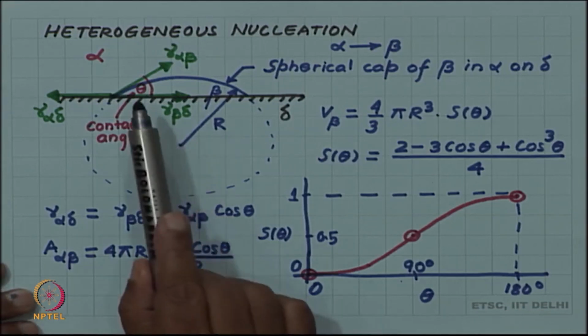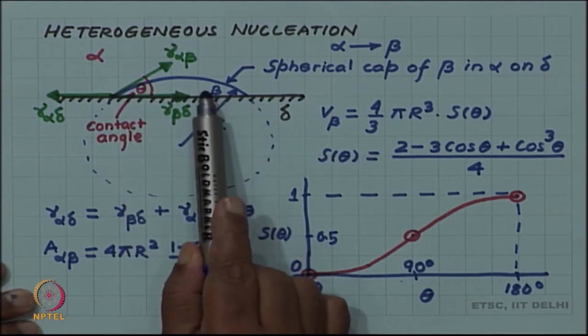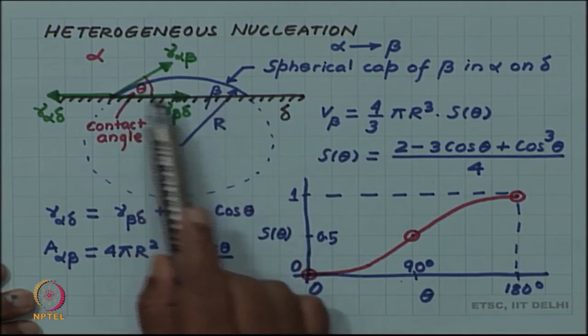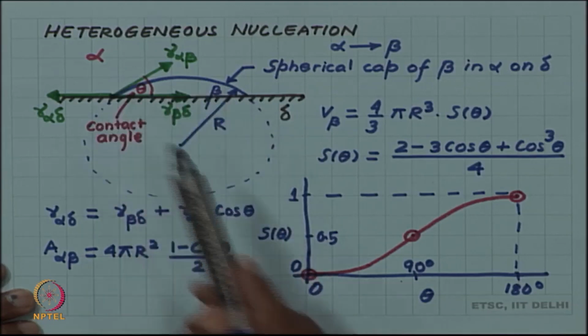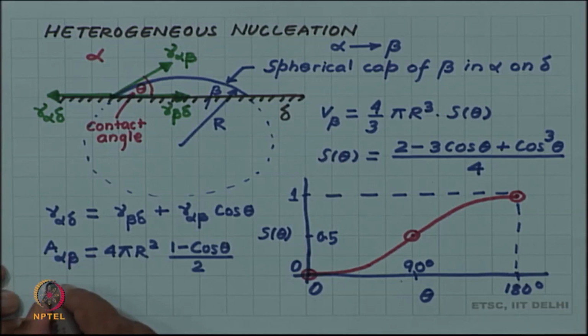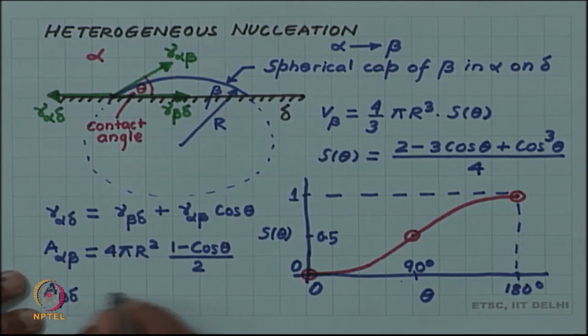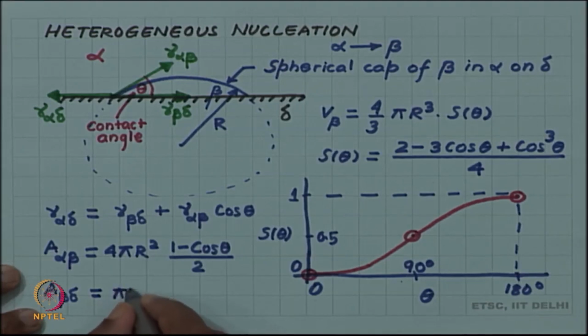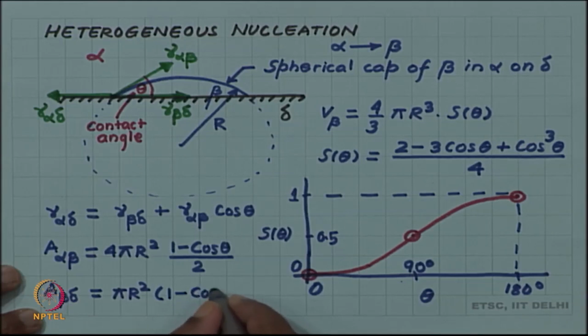And similarly, I require the area between beta and delta, that is the circular base on which the spherical cap is sitting. So, that circular base on which the spherical cap is sitting, A beta delta, is pi r square, 1 minus cos square theta.